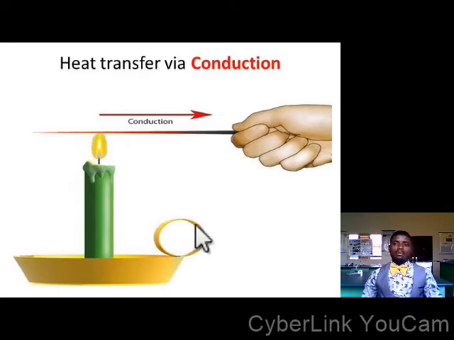So quickly go through this, then I will explain. This is what I'm saying. This is your candle burning, and this is a metallic object that is placed on top of the flame of the candle. You see this reddish color here, that is heat. The heat is now flowing from the hot region to the cold region.